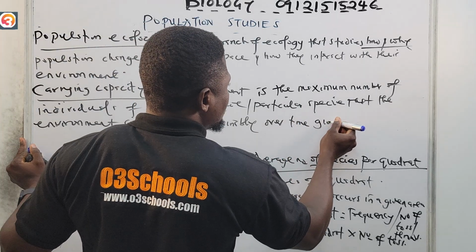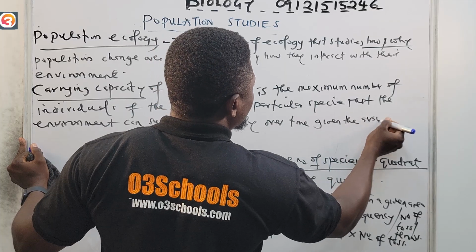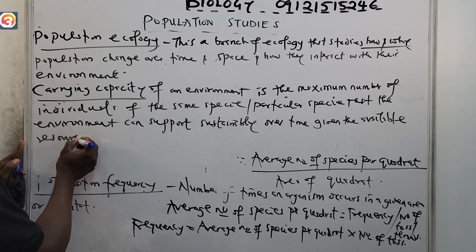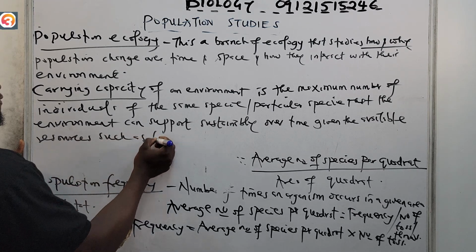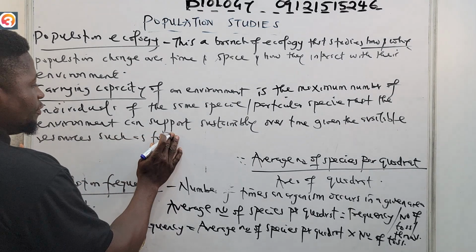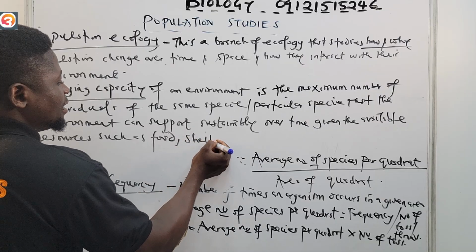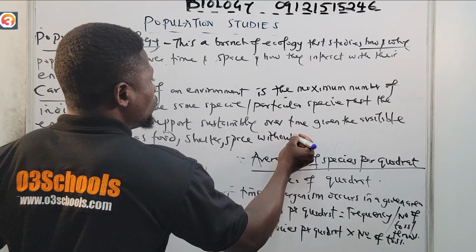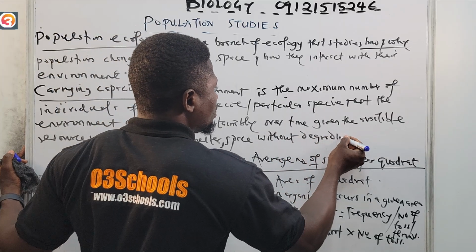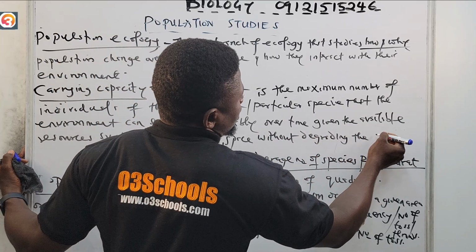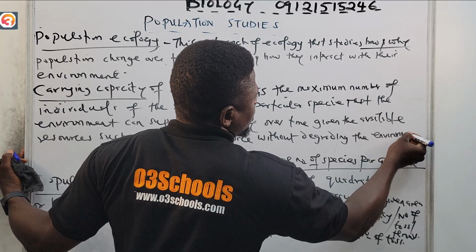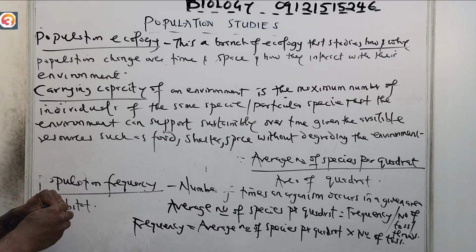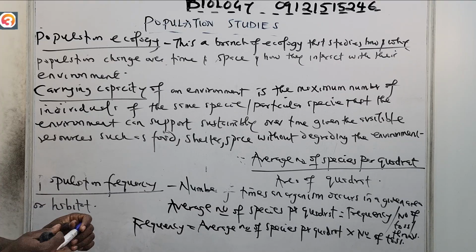such as food, which is very important, such as shelter, space, without degrading the environment or the ecosystem. All right, so that is the carrying capacity of an environment.